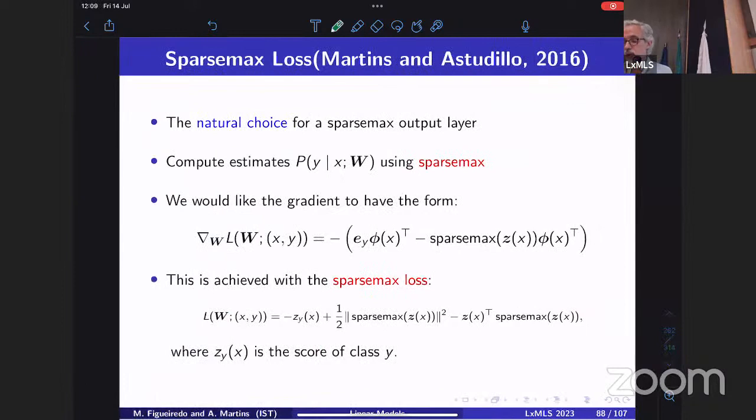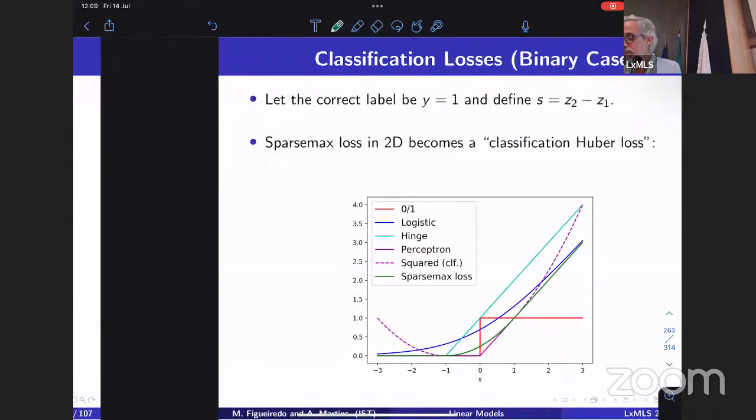And it turns out that it can be achieved if I use that loss. I'm not going to explain why. You'll have to read the paper if you want, but it's possible. And it's differentiable and it's convex and it's all good. You can still do gradient descent on this. And there's code to do it. You can download it and use it.